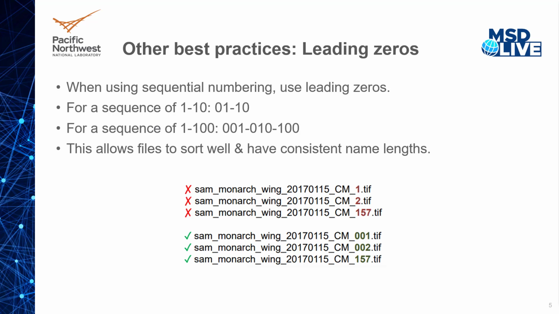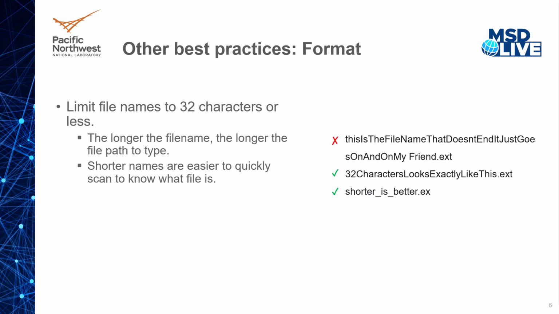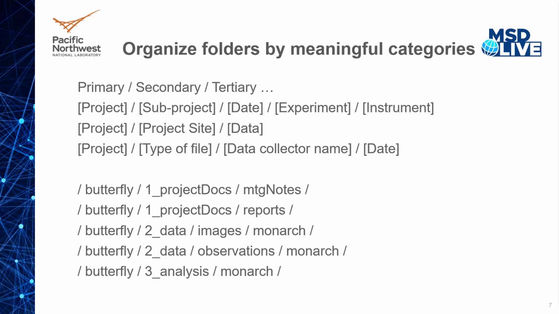This image probably does a better job of showing how that happens than me trying to describe it to you. Finally, try to limit your names to 32 characters or less. That makes it easier to type if you're programming, and also makes it easier to scan for humans. The next step in the process is tackling file folder organization.